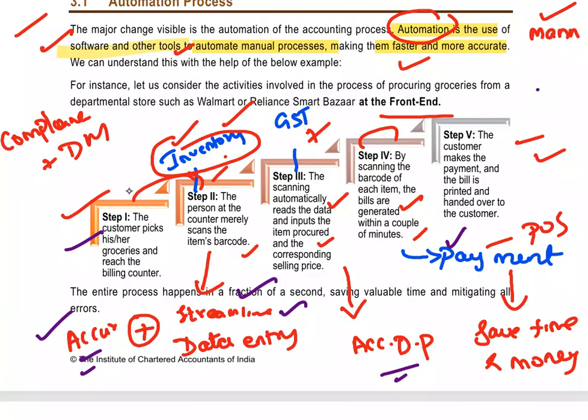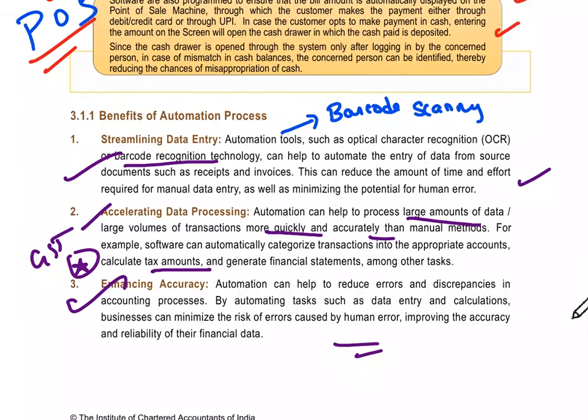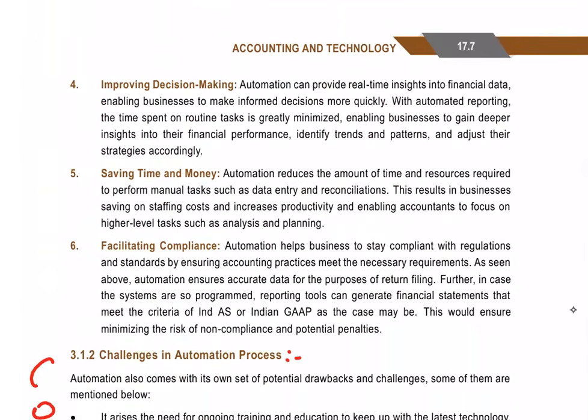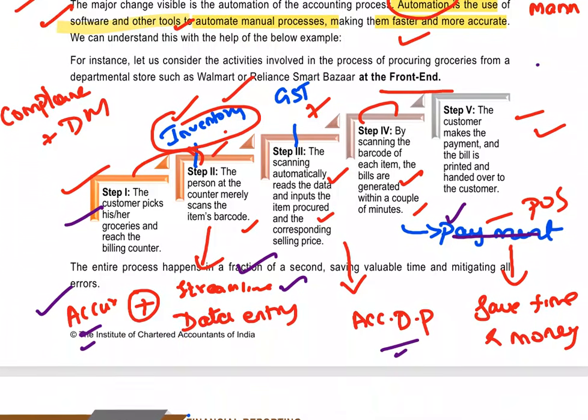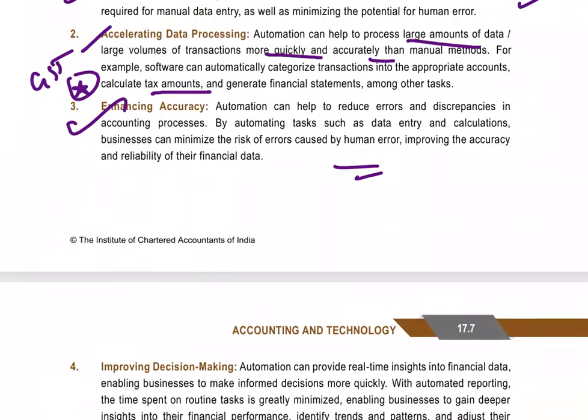Next, the last point will be the payment. Payment is save time and money. What is save time and money? Here, automation reduces the amount of time and resources required to perform. Obviously, when you are doing your automation, it is going to reduce your time and it is going to save your money, right? So that is how I have linked it with the payment. Here you are making the payment; that payment you can relate to save time and money.